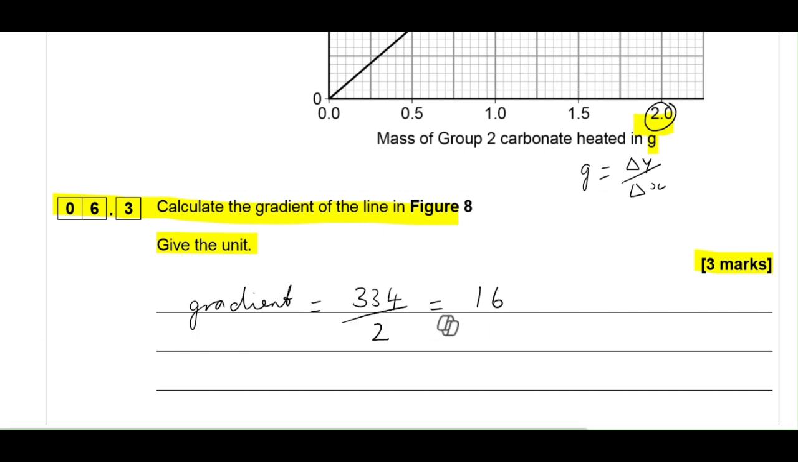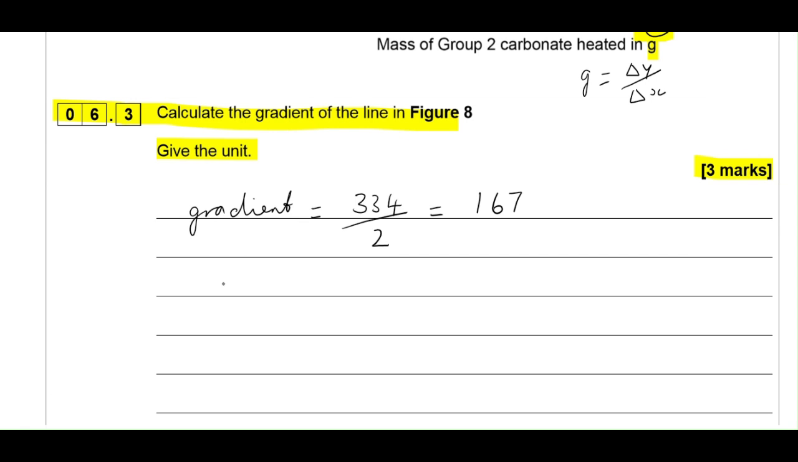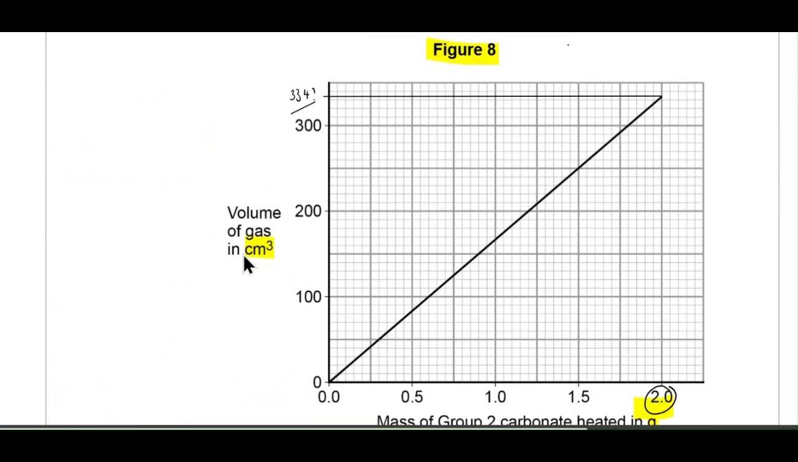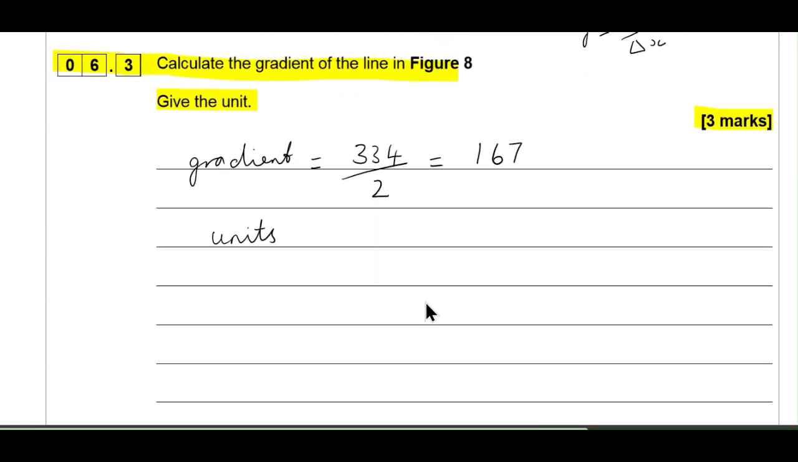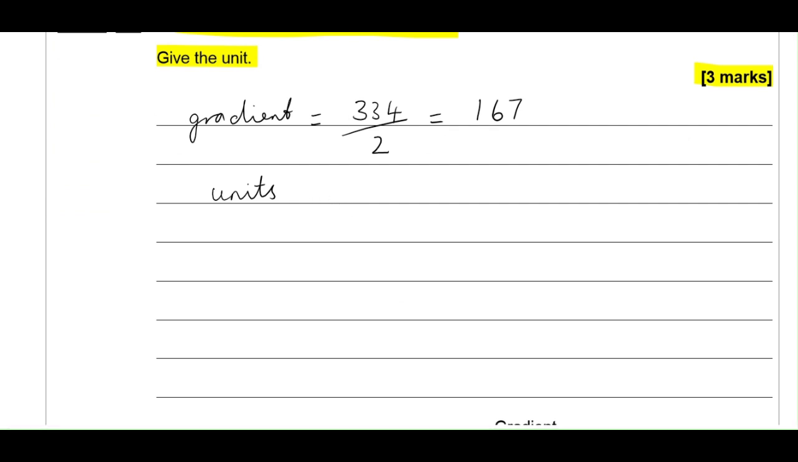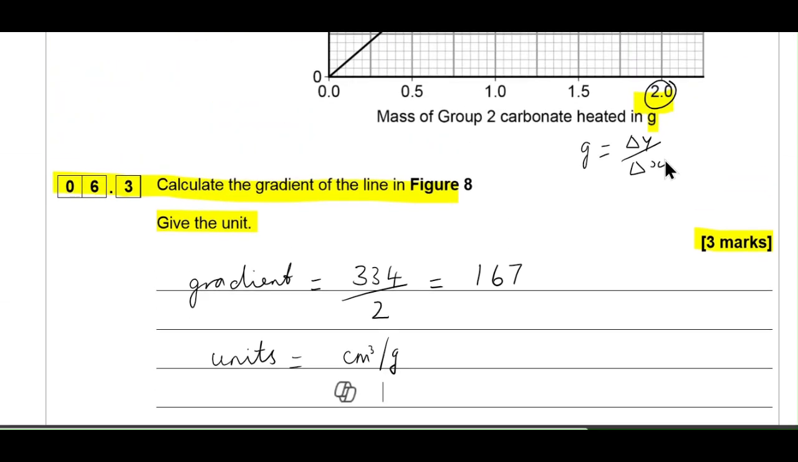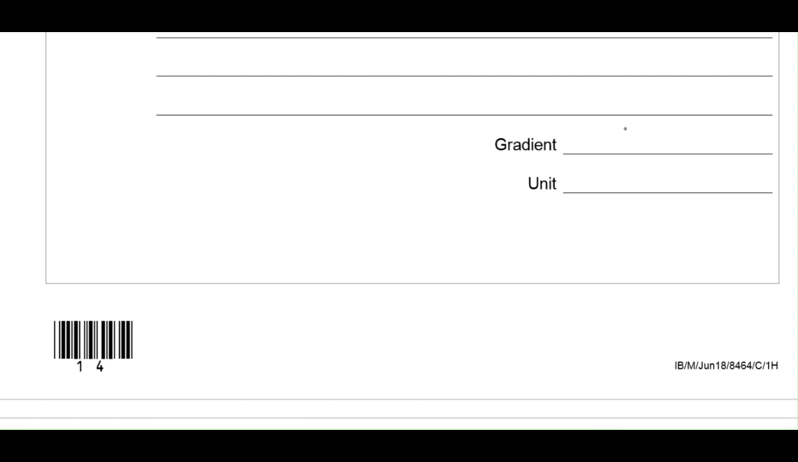Now the units are simple. We just take the units on the y, which are centimetres cubed, the units on the x, which are grams, and we put the centimetres cubed divided by grams, or we could even do centimetres cubed grams to the minus 1. So to get 2 marks, you must write where the gradient says 167 for the working out, and for the unit you get 1 mark, centimetres cubed per gram, or centimetres cubed grams to the minus 1.